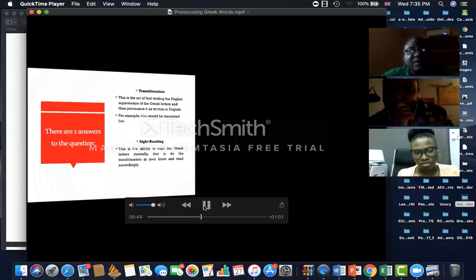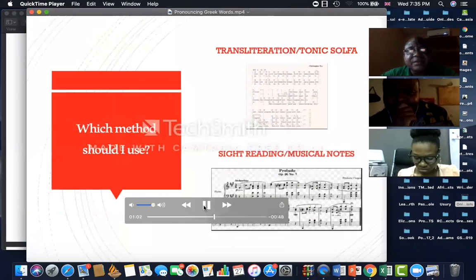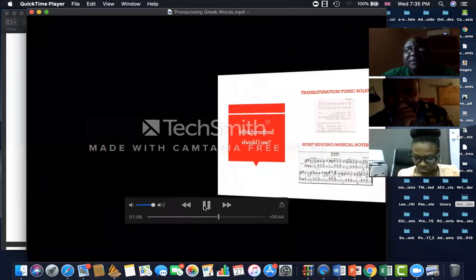The second one is sight reading. This is the ability to read the Greek letters, that is, to do your transliteration mentally in your brain and then read accordingly. The question you are likely to ask next is, which method should I use?